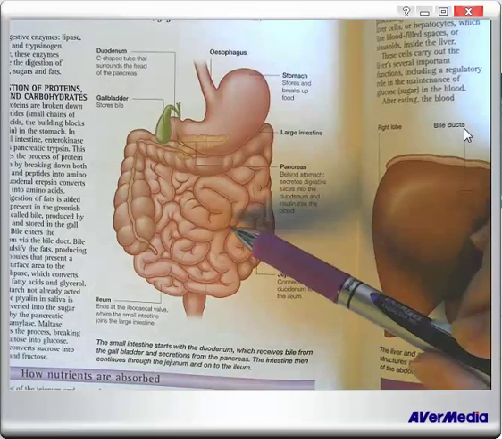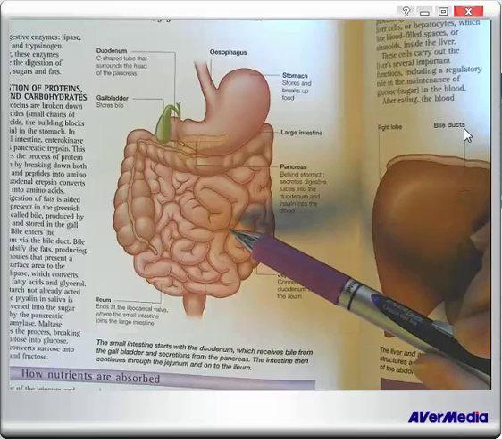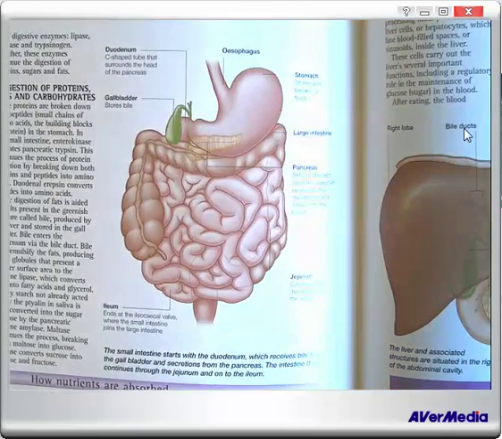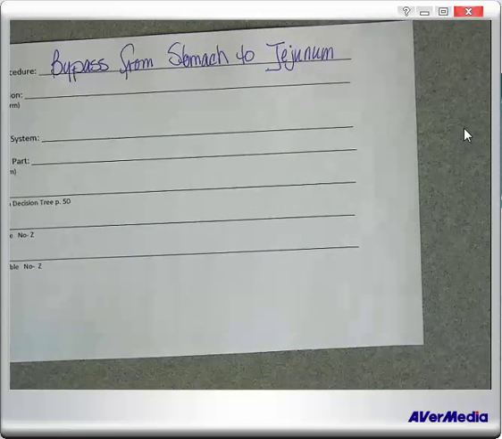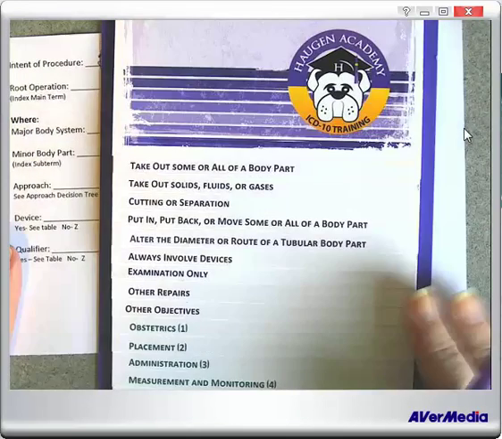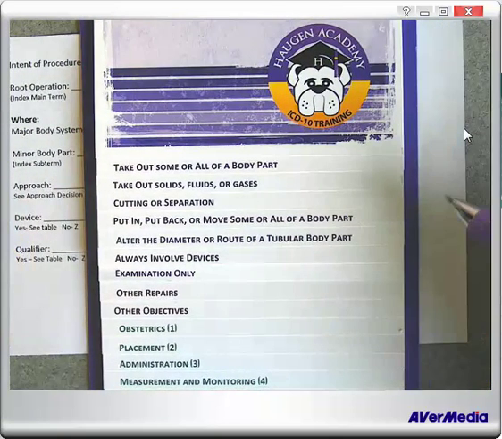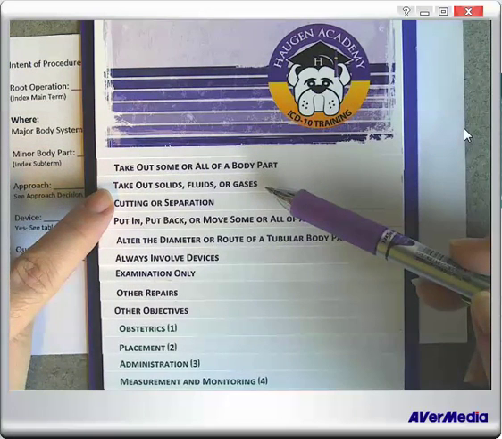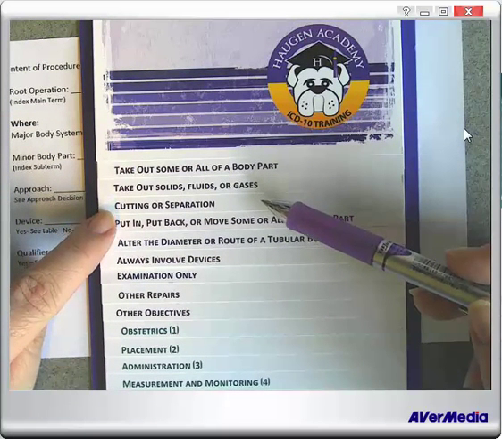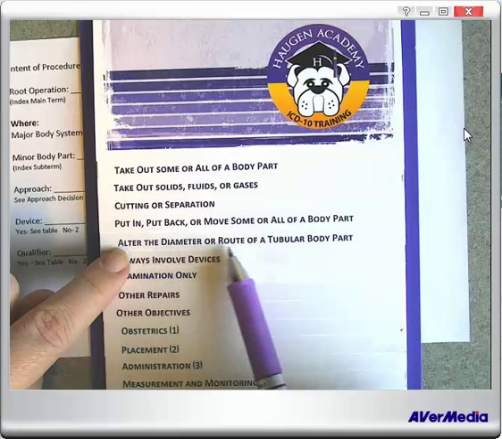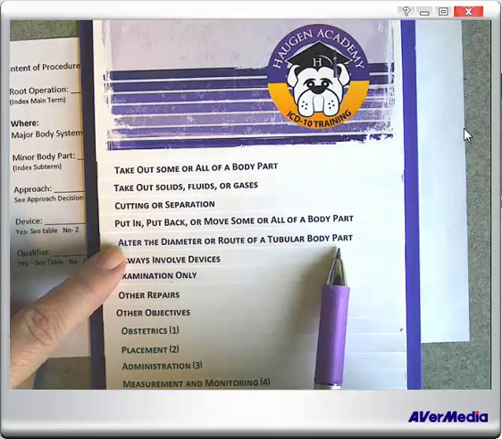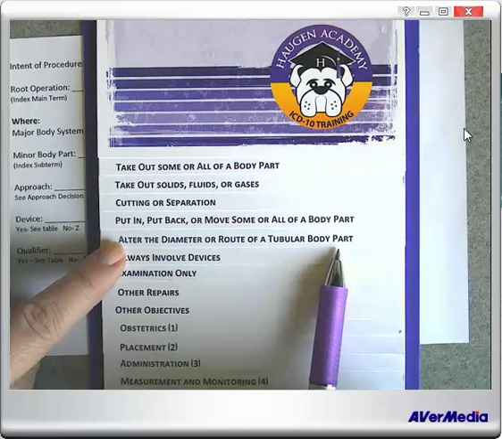So this is the intestine. What you have to think about is what kind of a body part is the intestine. All right, keep that in mind. Just keep that in mind. And we are actually going to be changing the way food flows through the body, right? So let's look at these. What are we actually doing here? What will fit with what we're doing? We're not taking anything out. We're not cutting or separating. We're not putting anything back. But we are altering the route of a tubular body part, are we not? The intestine, the small intestine, is tubular, and we are changing the route.